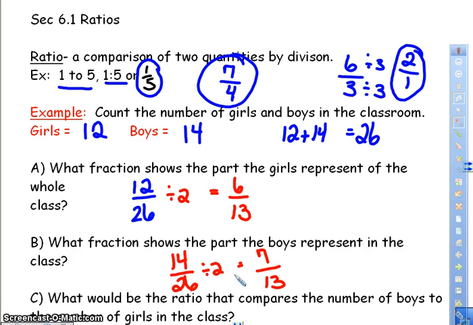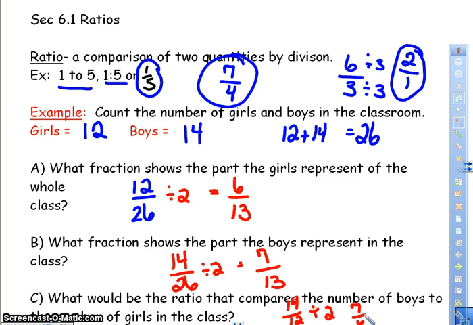Our last one says, what would be the ratio that compares the boys to the girls? So boys needs to go on the top, boys to girls. So I have 14 to 12, and once again we want to reduce. So I can divide these by 2, and you get 7/6. So there are 7 boys for every 6 girls.